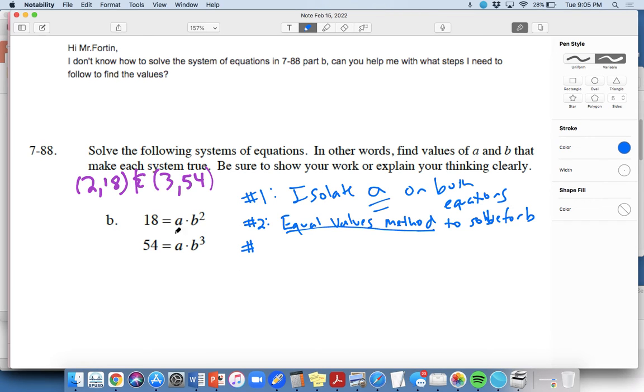Okay, but the idea is if I get A isolated on both, I have two expressions that equal A. So I can set those two expressions equal to each other. Okay, you'll see when we kind of go through it. Step number three is what we do once we have B.